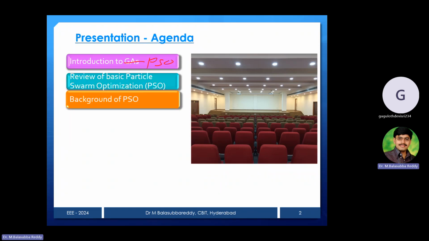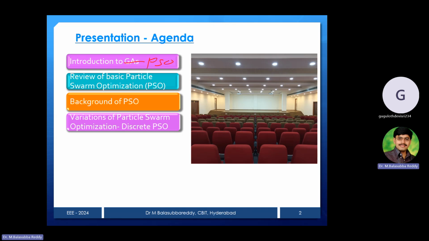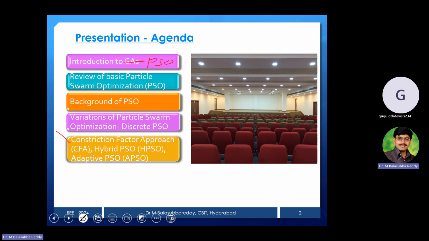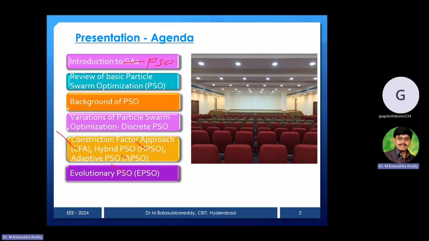And then what is the background of PSO, and variations of PSO, discrete PSO and all. We'll see some of the parameters and how they can be varied. These are the modifications: constriction factor approach, CFA, then hybrid PSO, then adaptive PSO, and the next one is evolutionary PSO. So these are the modifications. Earlier, basic PSO was there.